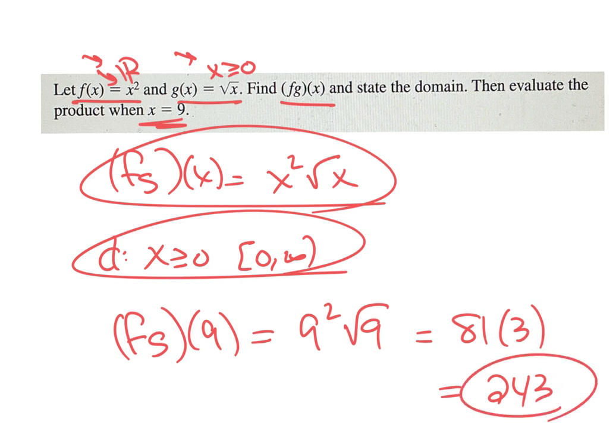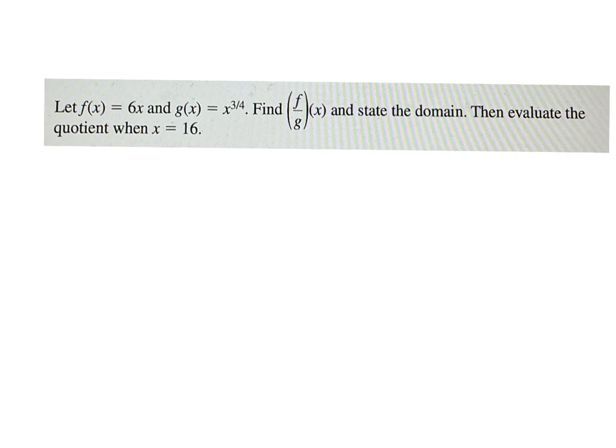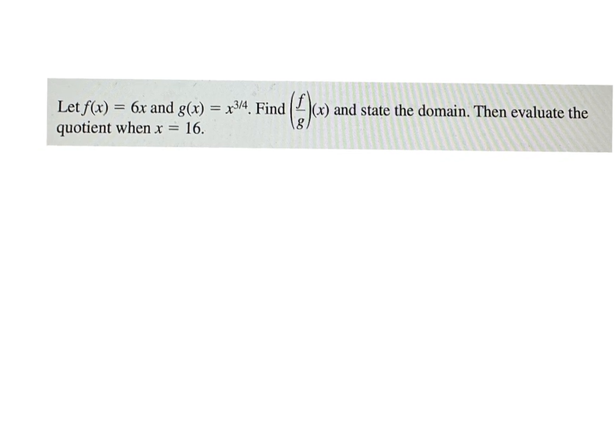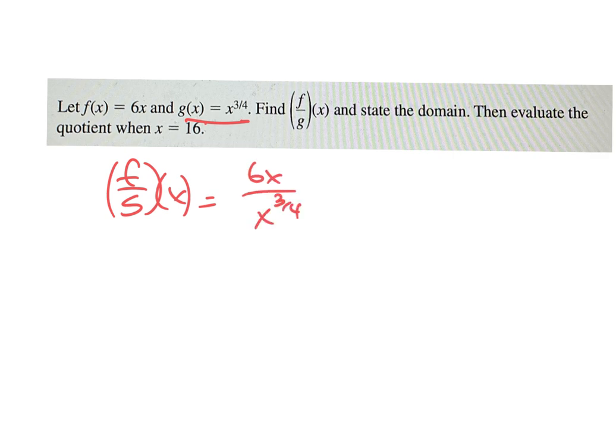I bet you guess what the next slide is. It's probably going to be division. It is. Okay, so let f of x be 6x, g of x be x to the 3/4. Find f divided by g. The function part's the easiest part to find. You just got to put function f on top of function g. So I'm going x over x to the 3/4 power. And that's probably good enough right there. That's f over g, first answer.